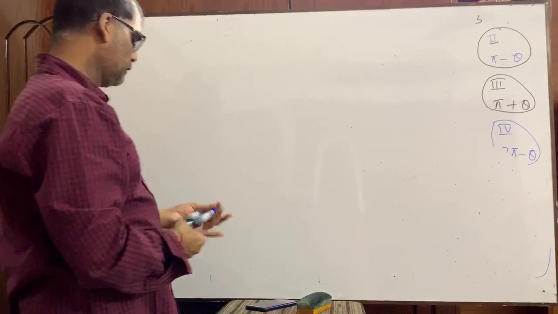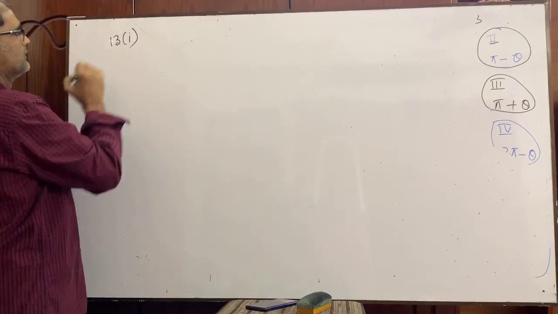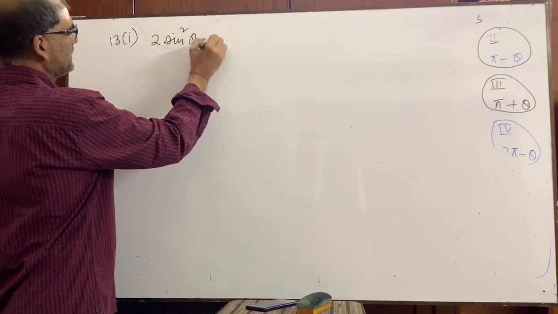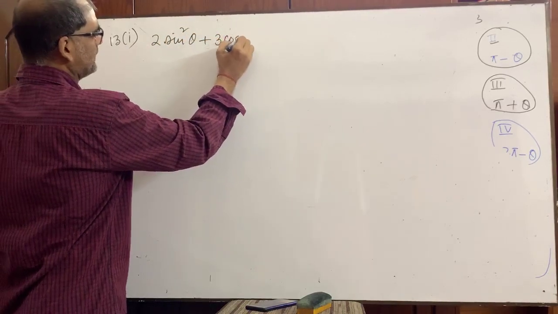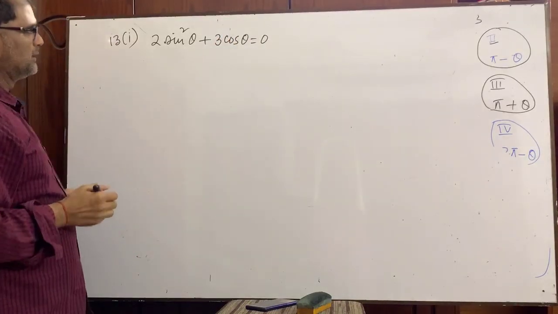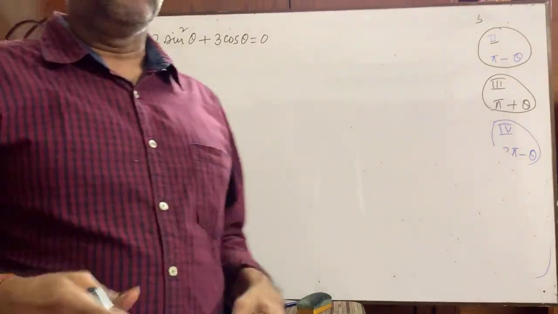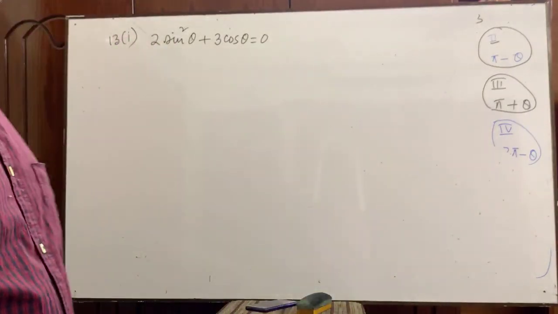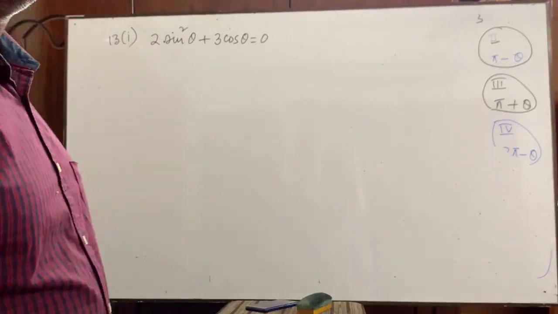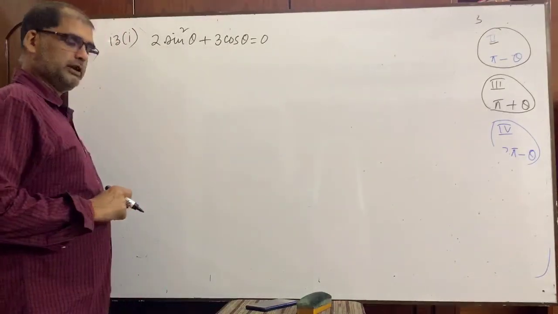Now I am going to question number 31. That is 2 sin square theta plus 3 cos theta equals to 0. Okay, can you tell me please? Cos theta equals to what from this equation? All of you are required to determine cos theta. Okay, who can determine it first? I want to see. Cos theta equals to what from this equation?